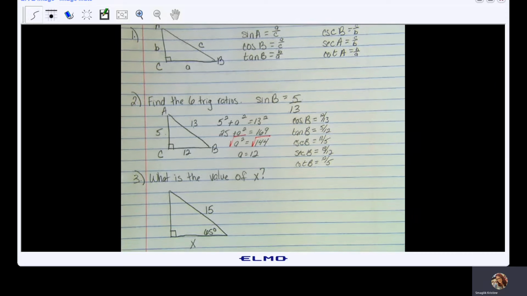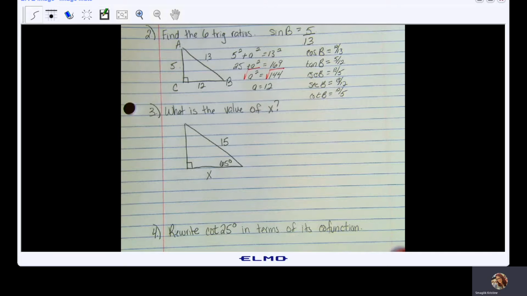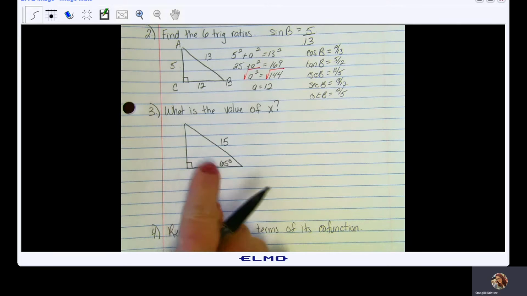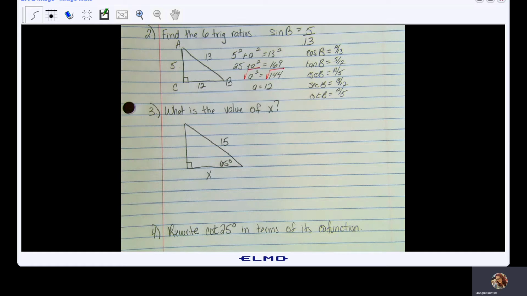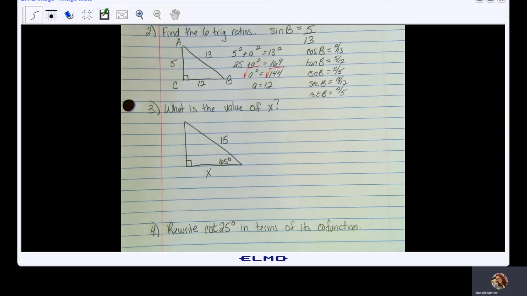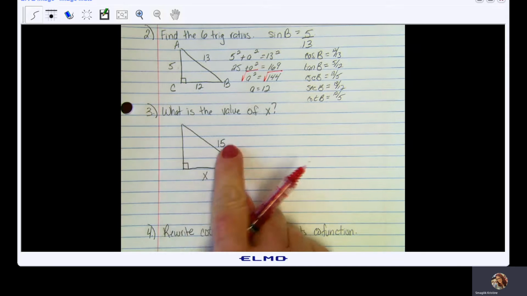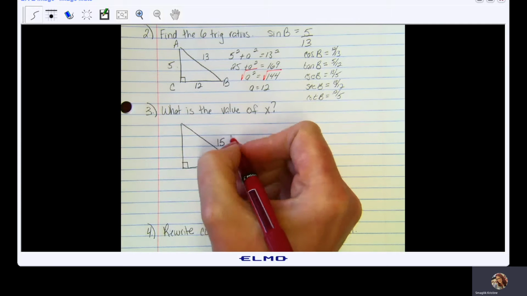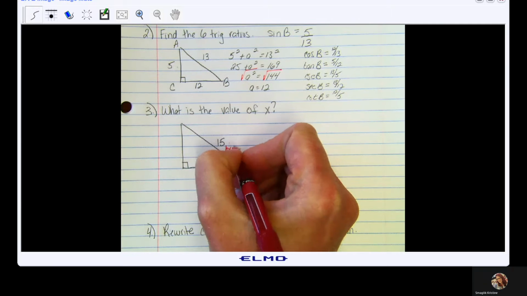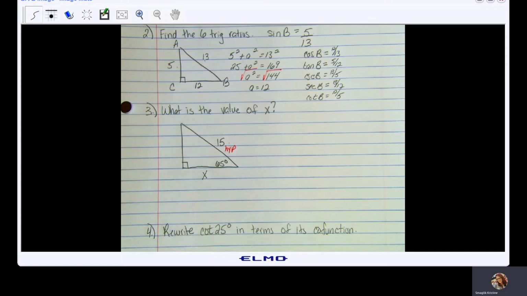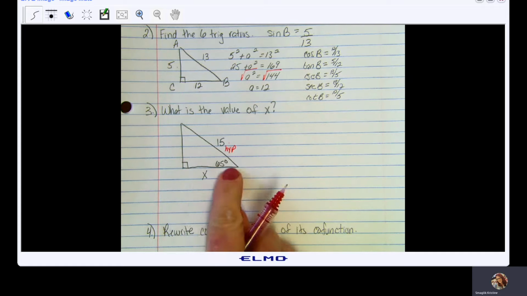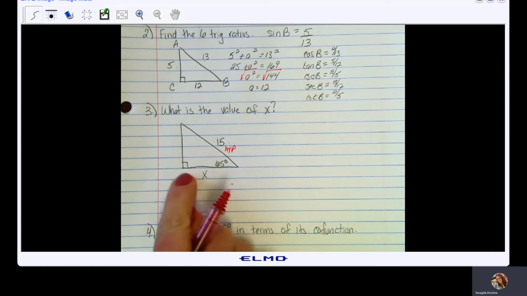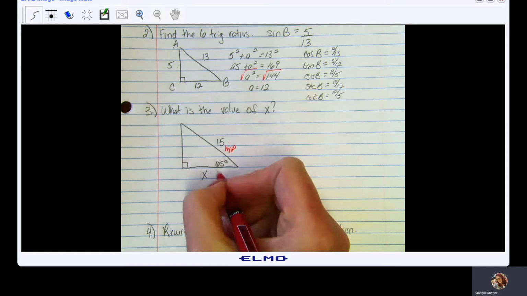And now number 3, what is the value of x? So let's take a look at what I have. You need to determine, do you have opposite, adjacent, hypotenuse? Which two are we looking at? So here's my angle, 65 degrees. This 15, this relates to the hypotenuse. It's across from the right angle. My x, this would be adjacent.